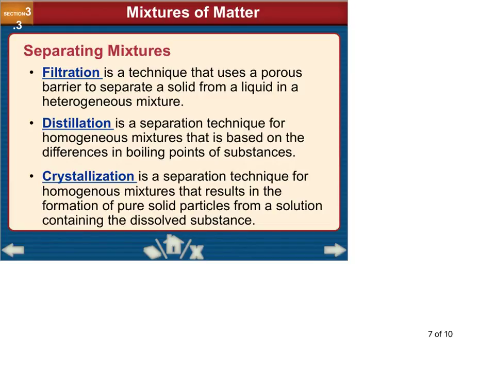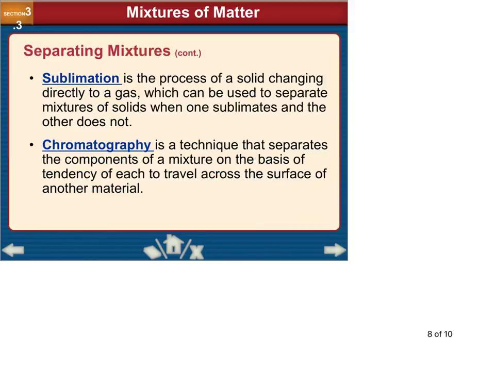We can separate mixtures. Filtration, technique that uses a porous barrier to separate a solid from a liquid in a heterogeneous mixture. We got distillation. Can be used to separate homogeneous mixtures. And a method called crystallization also can help separate homogeneous mixtures. So make sure you have these three definitions written out and have a general idea what we're talking about with each of those.